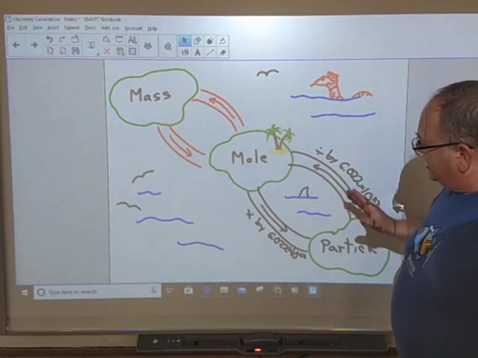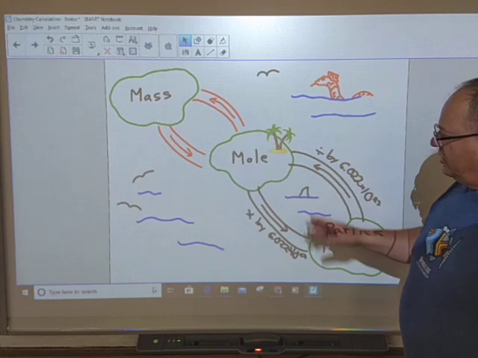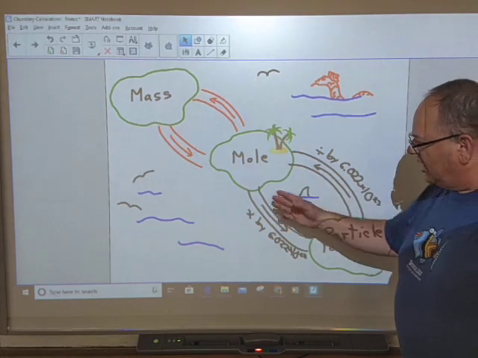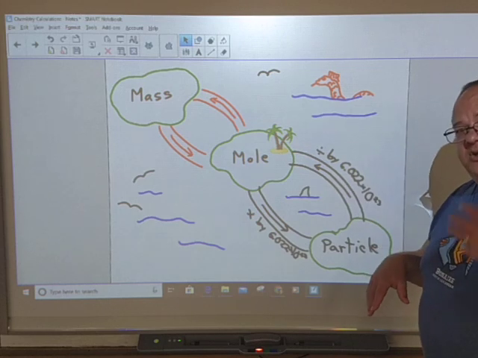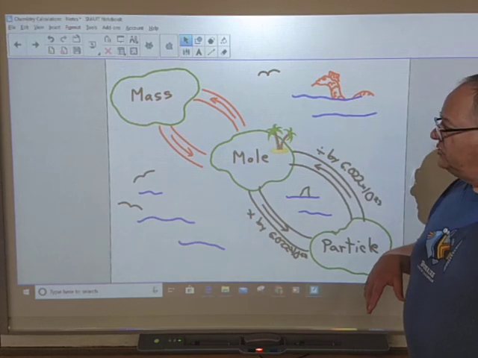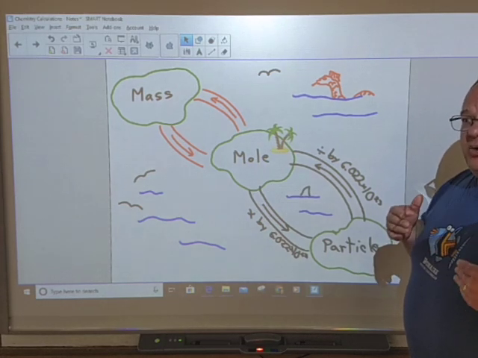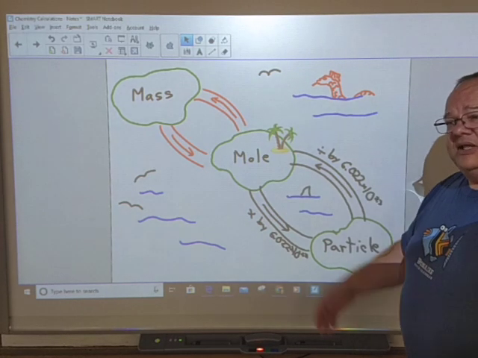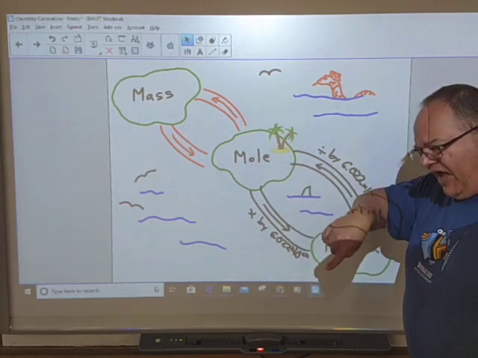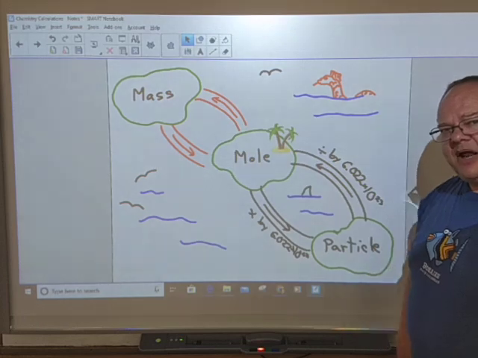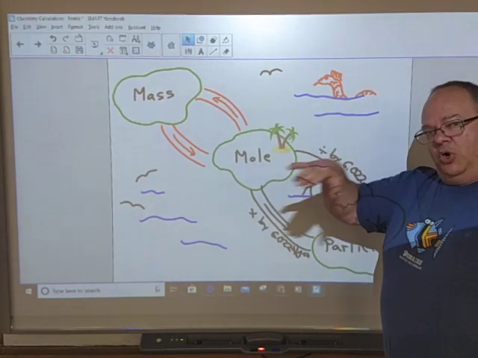So to get from Particle Island to Mole Island, I divide by Avogadro's number. To get from Mole Island to Particle Island, I multiply by Avogadro's number. Now I'm using this map analogy because I think it's a visual that helps some students, but truly, what I'd like you to get to the point is where you recognize labels and you say, well, gee, if I have moles, how am I going to get rid of moles? I've got to divide by moles. I need something with moles on the bottom. I know how many particles are in a mole, so I'm going to use that per mole.